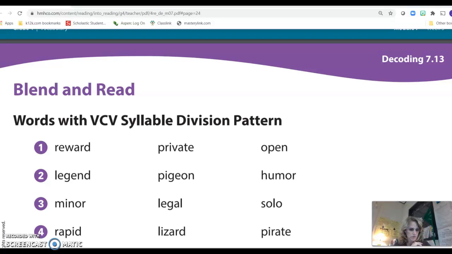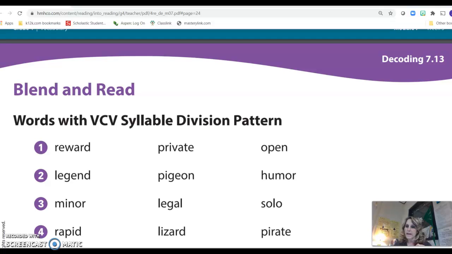So when we're looking at words, I'm just going to remind you that a vowel, consonant, vowel is divided before the consonant if the vowel sound in the first syllable, which is the first clap, is long. When it's divided after the consonant, that means that the vowel sound in the first syllable must have been short. Those are good ways to remember that.